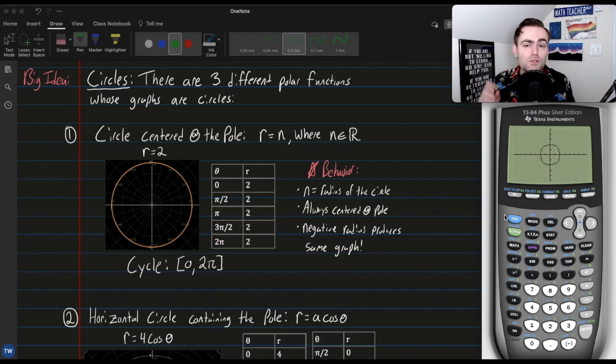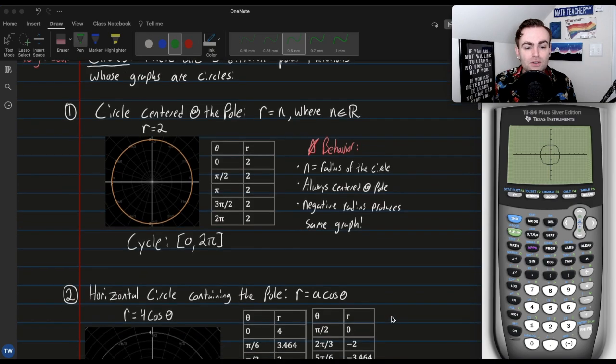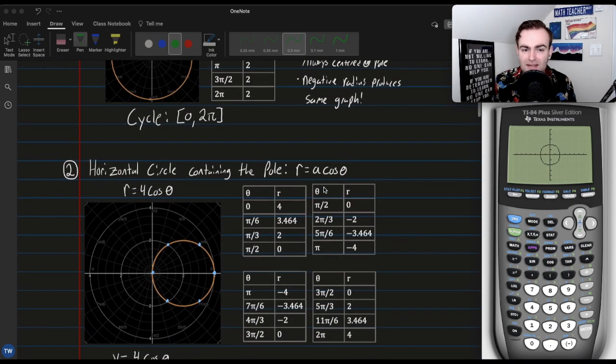Let's talk about some other circles. So what if I don't want it centered on the pole? Well, if I use r equals a cosine theta, I will get a circle that touches the pole, is tangent with the pole, and has a diameter of a. So if I now fix my calculator again, so 2 pi, and then I type in 4 cosine theta. So I can hit this button here to do the theta.